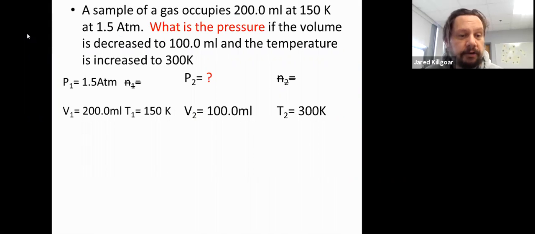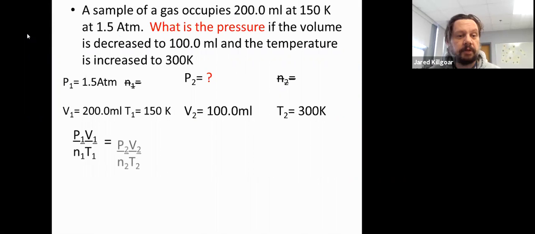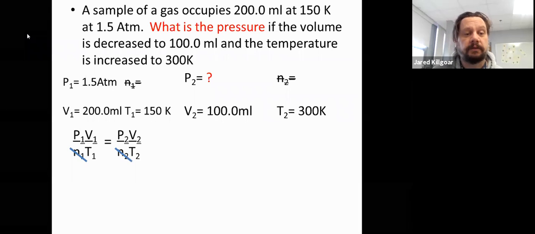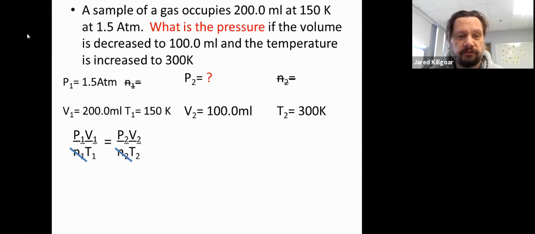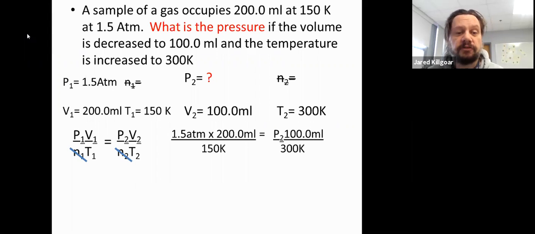So I have all my variables listed here, and I'm going to go through solving this. First, I'm going to write my combined gas law. I'm going to cross out moles because they're not mentioned in the problem. I'm assuming they're constant, so N1 would equal N2, and I don't need to include that in the equation. So I substitute in all my numbers. I have 1.5 atmospheres times 200 milliliters over 150 Kelvin is equal to P2 times 100 milliliters over 300 Kelvin. I can use algebra.